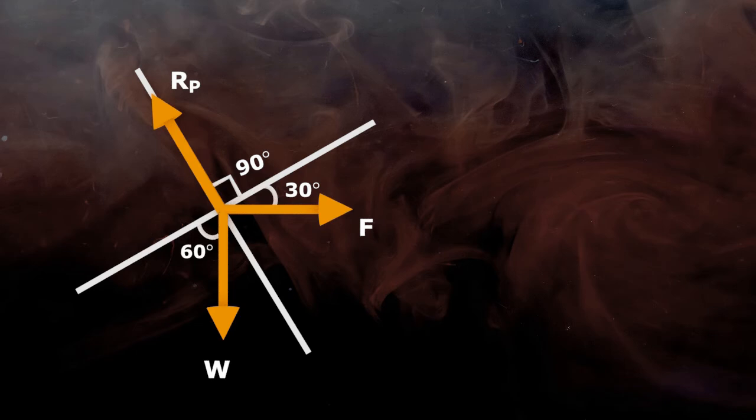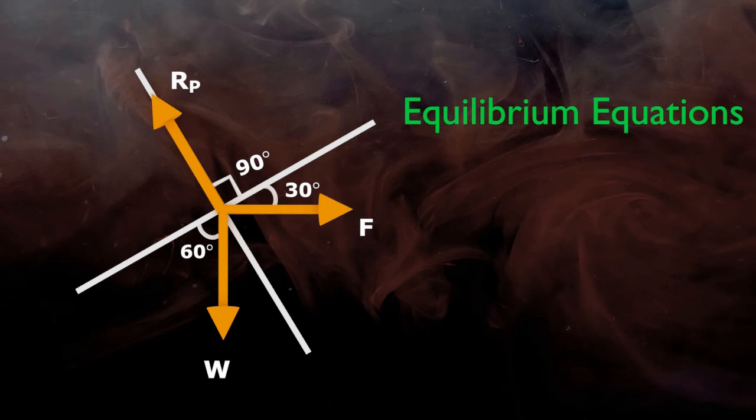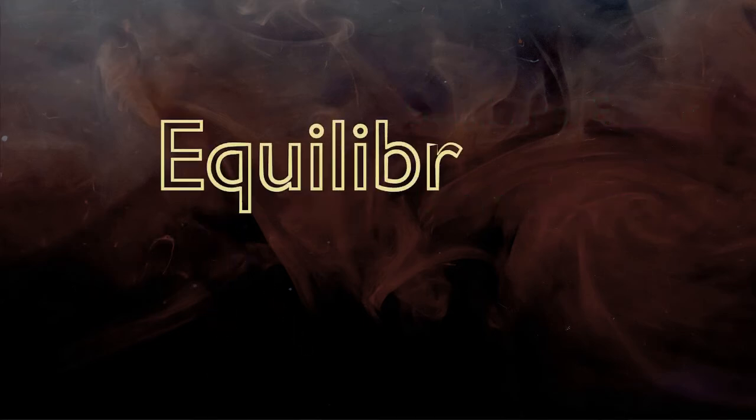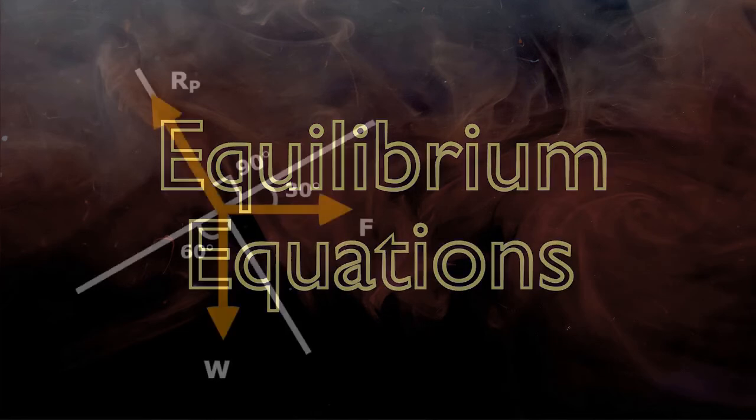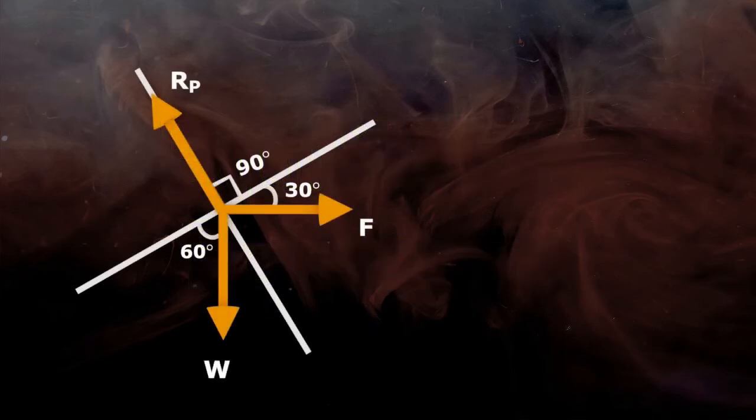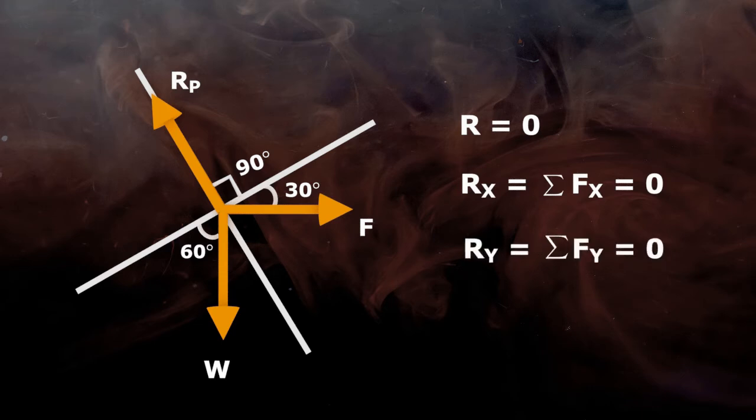Now there are two methods to solve numerical of equilibrium. One is by using equilibrium equations and another is by using Lami's theorem. Let's start with the equations of equilibrium. If a body is in equilibrium, resultant force R is equal to 0. Thus, the components of the resultant force along the x-axis and along the y-axis are also equal to 0. These two equations are called the equations of equilibrium.